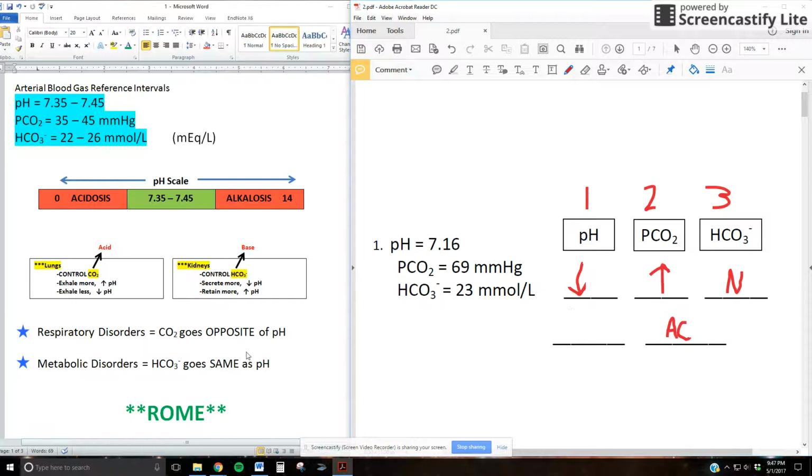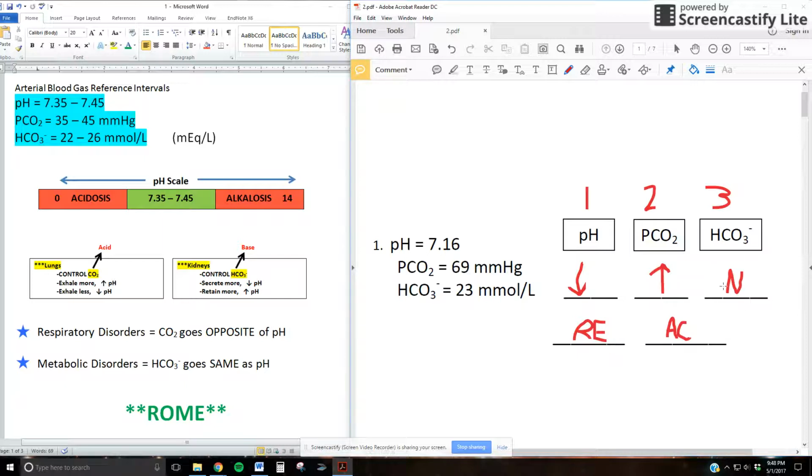And that's when these rules come into play. They make it pretty easy if you just look at this and remember that respiratory disorders are opposite, metabolic disorders are equal. And so what that means is, which of these fits the situation? Well, here CO2 goes opposite of pH. The pH is decreased, but the PCO2 is increased. So they're opposite. That means it's respiratory acidosis. And it is as simple as that.